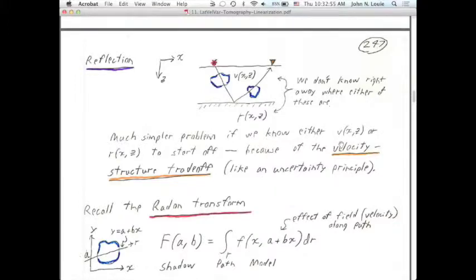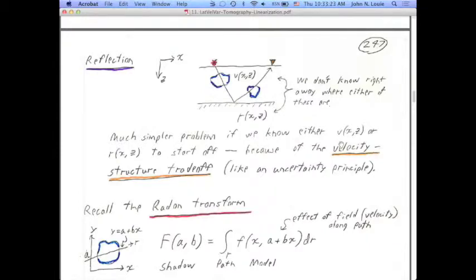One of the really great results in Satish's thesis was that this velocity structure trade-off is not as severe as a true uncertainty principle. If you have enough rays in enough directions, you can avoid it. It's not a strict uncertainty principle. You can avoid the velocity structure trade-off.